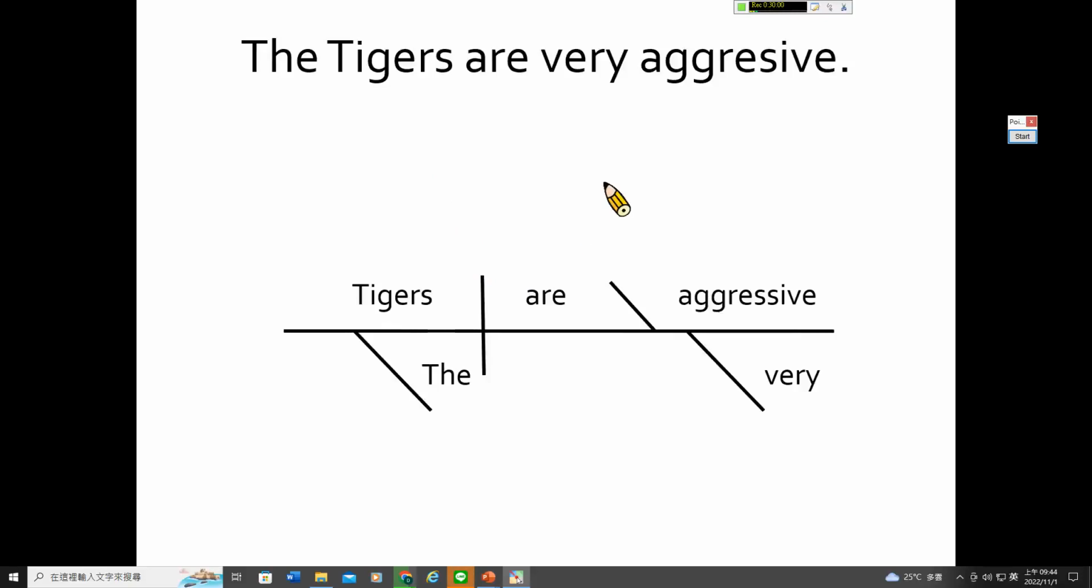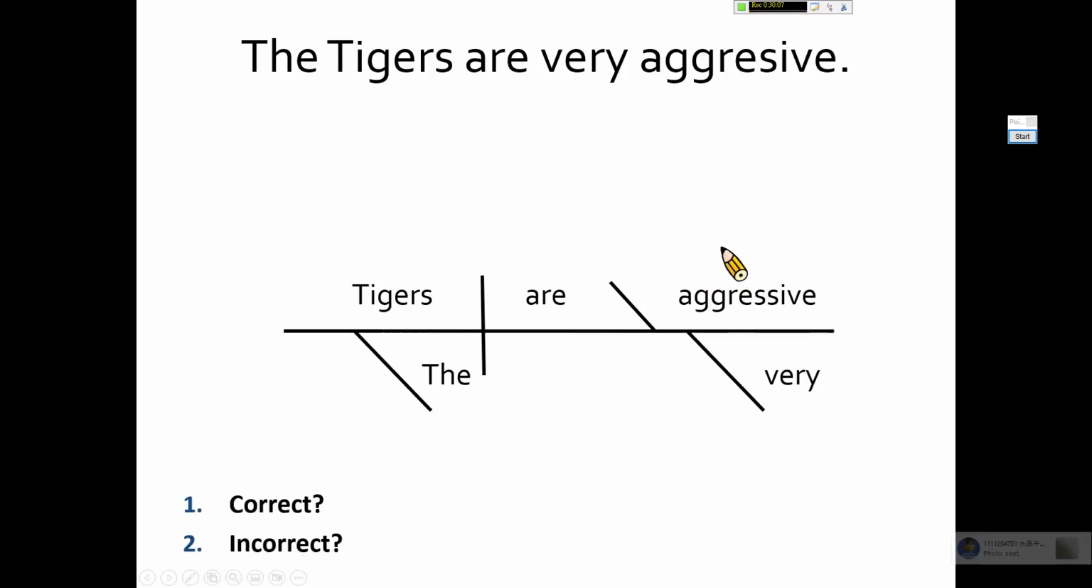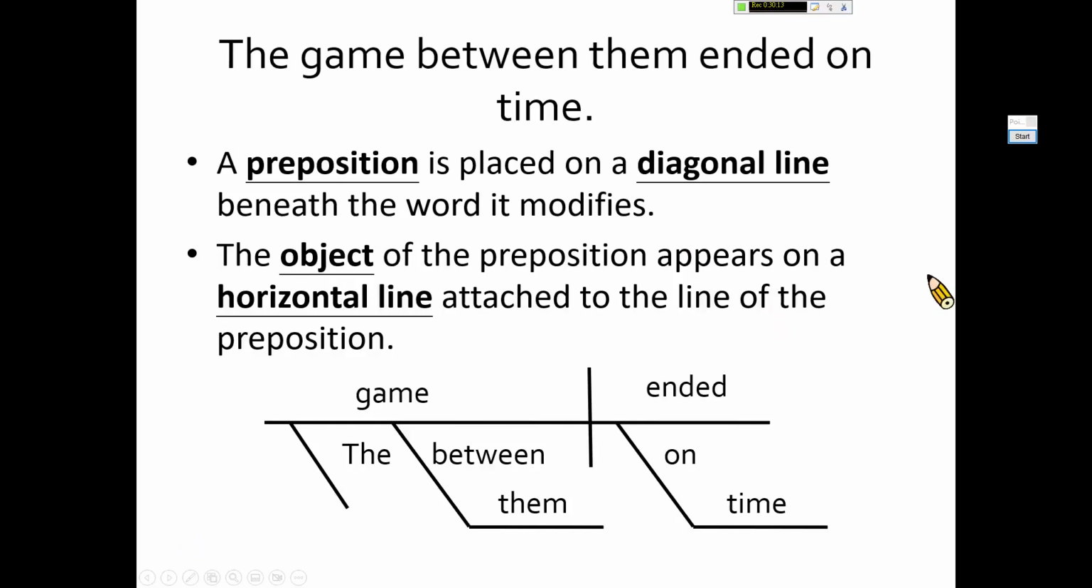So the tigers are very aggressive, right? You can see whether you're right or not by yourself. It's okay, either way will be fine because we are practicing. So now, let's learn a bit more.